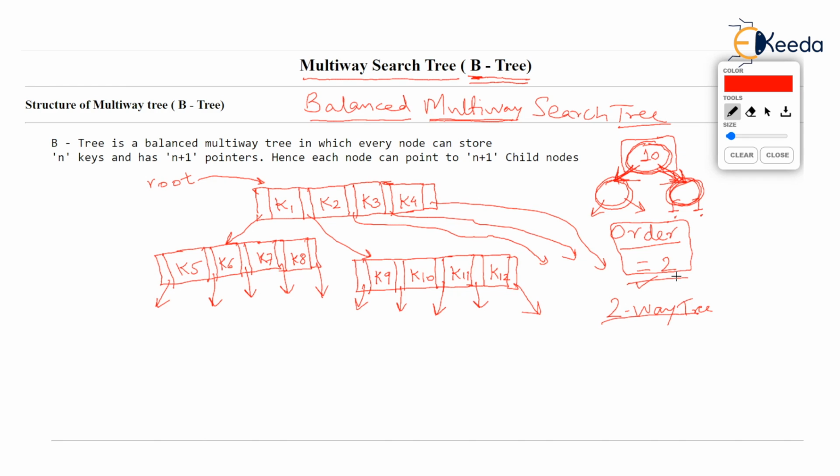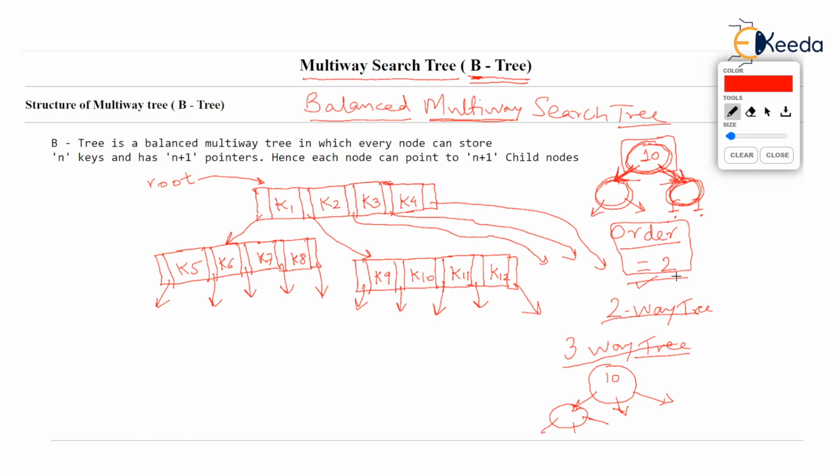Now, can we have something called a three-way tree? Of course, we can have a three-way tree such that every node will store some data and contain three pointers. Why not? Then every node can point to three children, and the child can also have three pointers. So every node will store data and point to three children. Such a tree will be called a three-way tree. So we can have a four-way tree, a five-way tree.